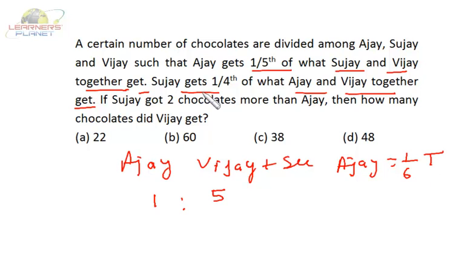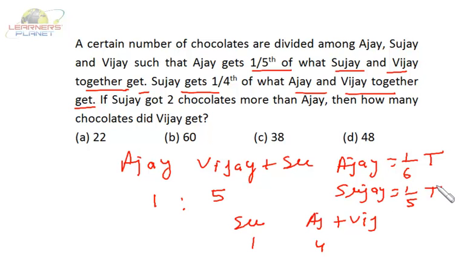Now Sujay has got 1/4 of what Ajay and Vijay together get. Now here Sujay, and here Ajay and Vijay. Now Sujay has got 1/4 of Ajay and Vijay. That means here it is total 5 parts. That means Sujay has got 1/5 of the total. So Sujay has 1/5 of the total. Now if Sujay got 2 chocolates more than Ajay, then how many chocolates did Vijay get?